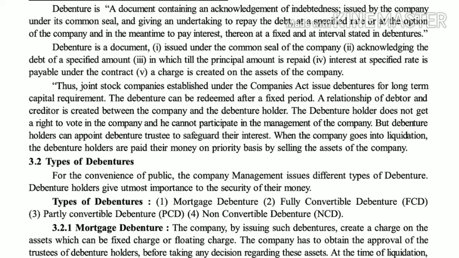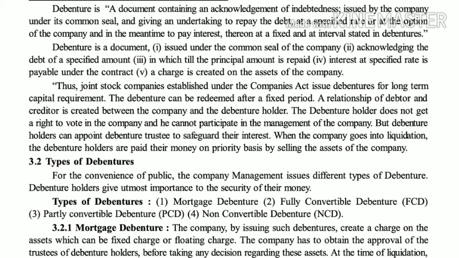And the fifth one says a charge is created on the assets of the company. A charge must be created on the assets of the company; we have seen that a floating charge is created on the assets so that the debenture holders can get their money. Whenever the company fails to pay, the company has to sell the assets and realize the amount, and it has to be paid to the debenture holders. So debenture is a document, and we have seen the five characteristics it consists of.